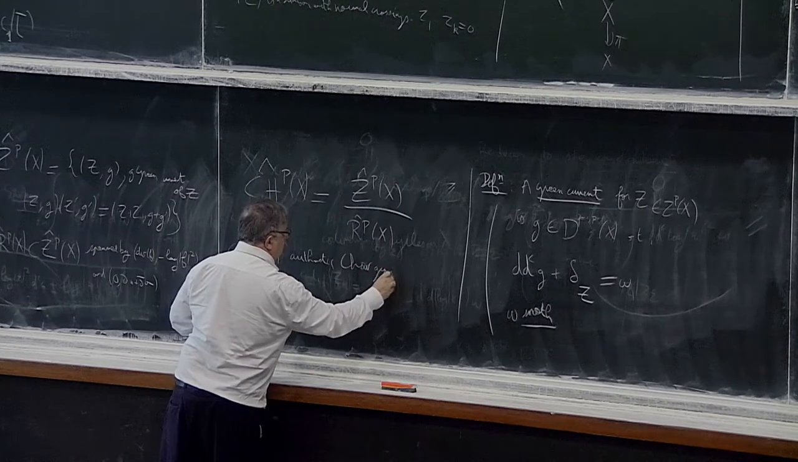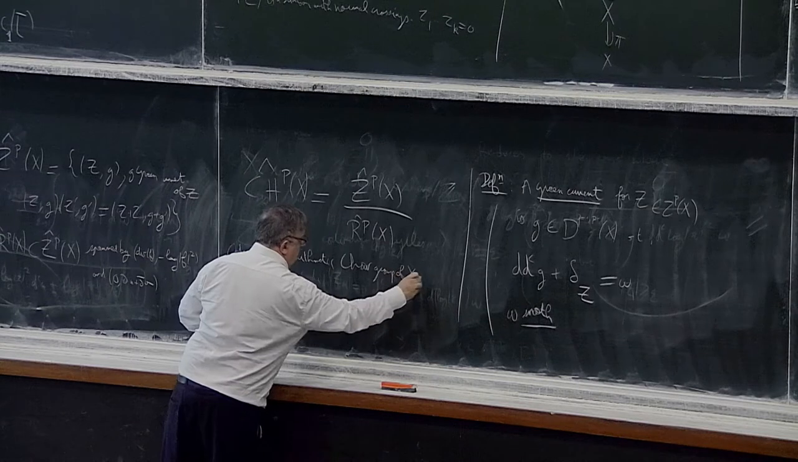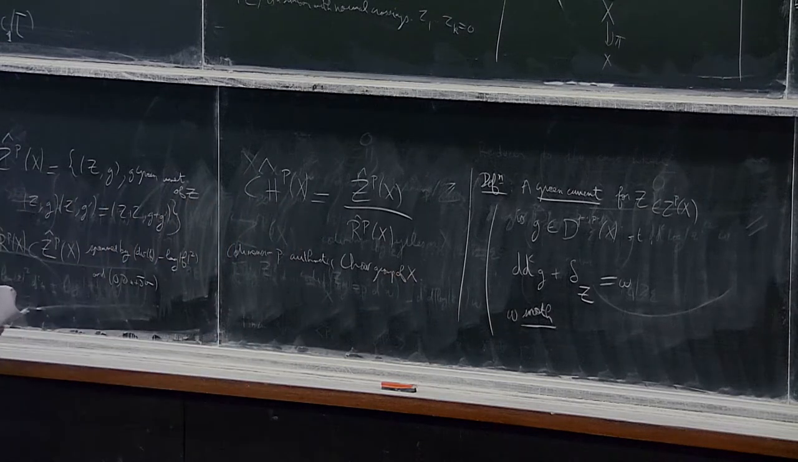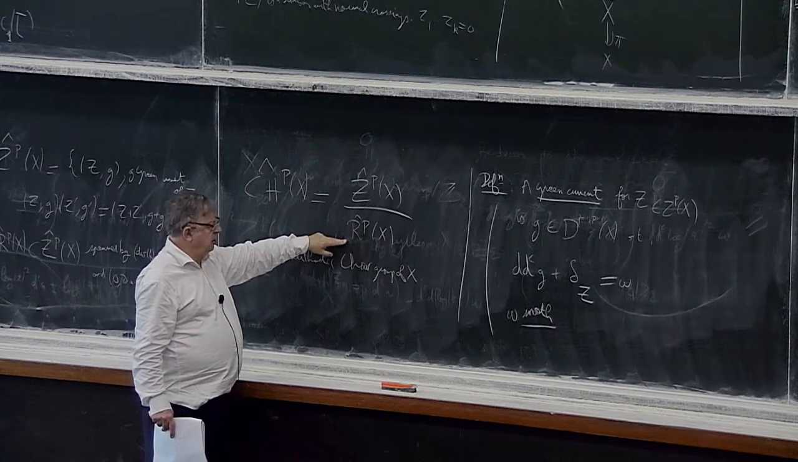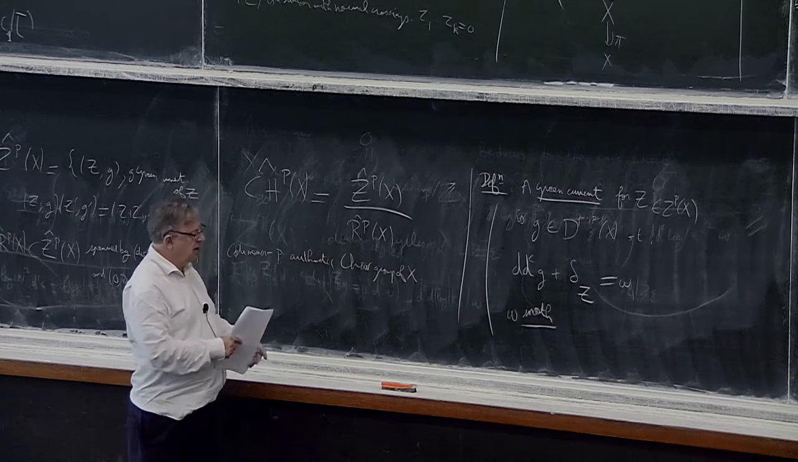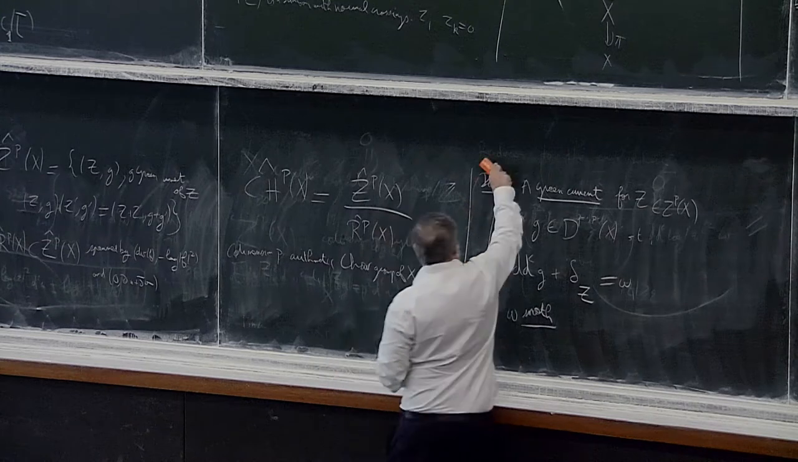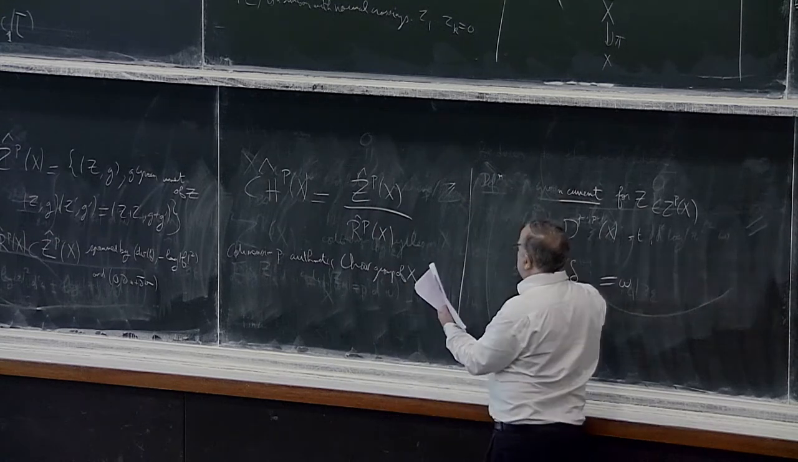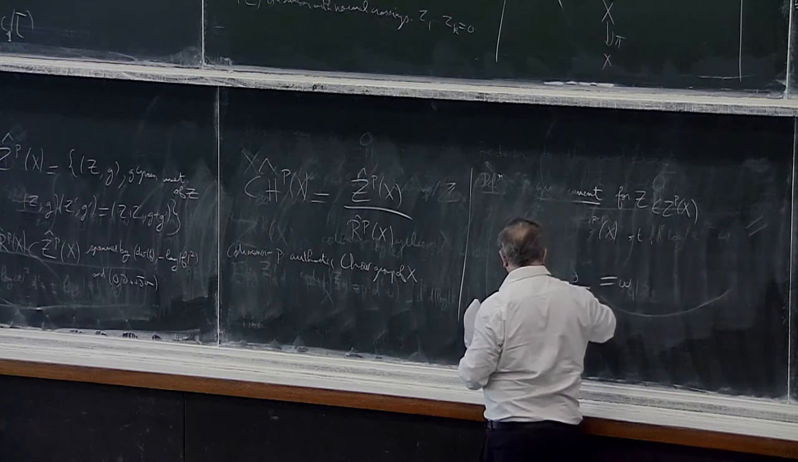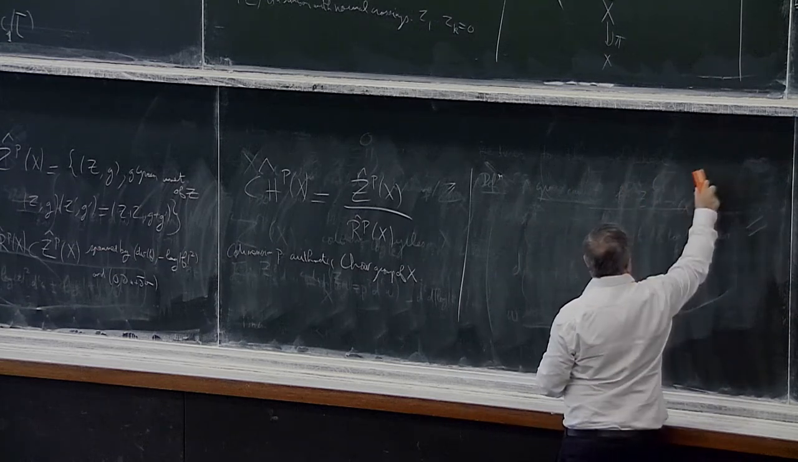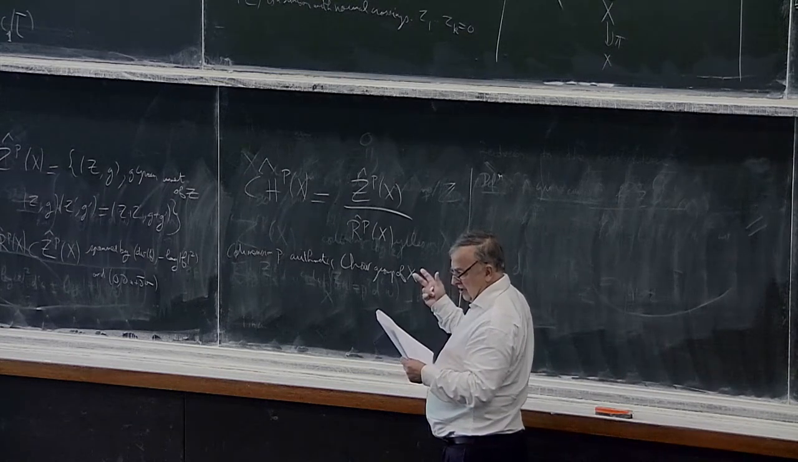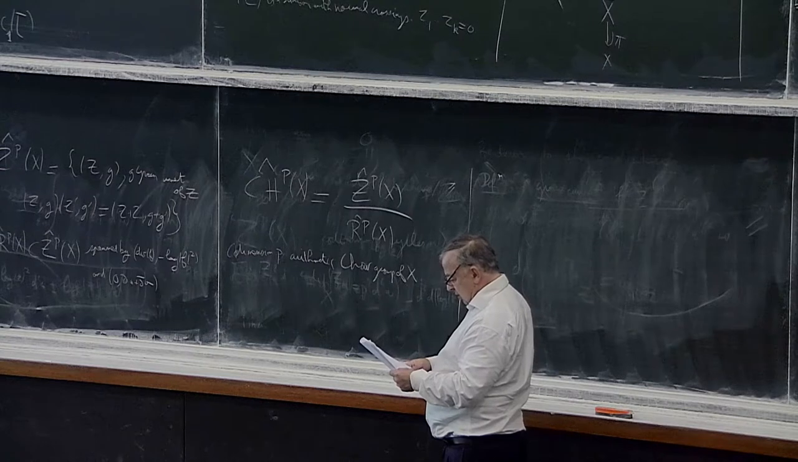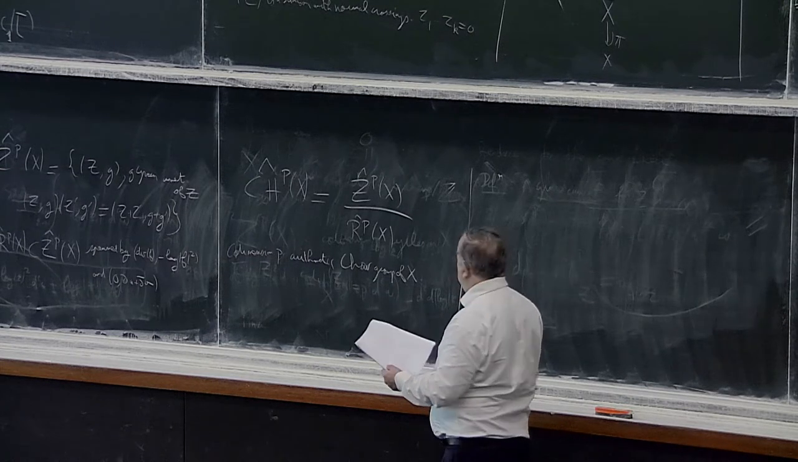Of X. So these are arithmetic cycles, modulo divisors of functions and trivial Green currents. So if you wish, this is some kind of cohomology of X. I will not have time to detail the properties and construction of CH hat of X. Let me just give you an example.